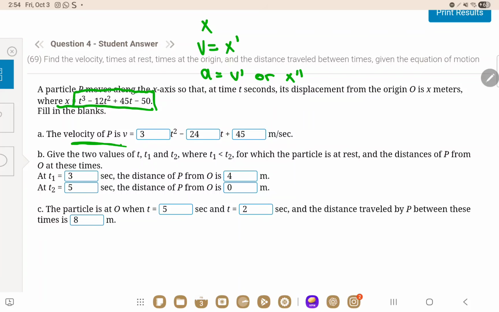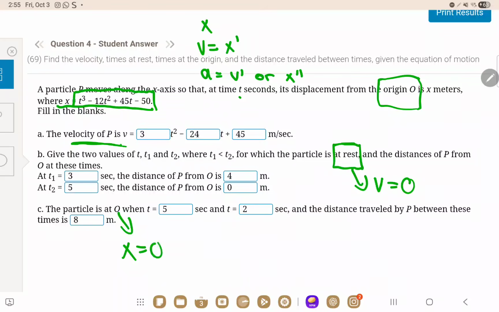Now, give the two values of t, where t1 is less than t2, where the particle is at rest. You're gonna say, okay, what does at rest mean? At rest means velocity is equal to 0. Whereas when it tells you origin at O, when it's at the origin, x is equal to 0.